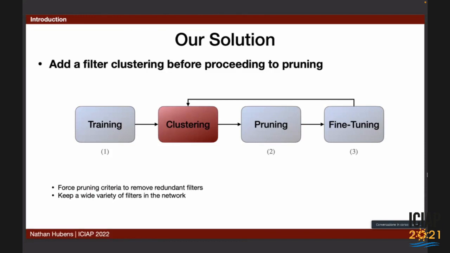So what we propose in our research is to add a fourth step in the pruning technique, forcing the criteria to remove redundant filters and to keep a wide variety of the filters. This is a clustering step that is applied just before the pruning one.